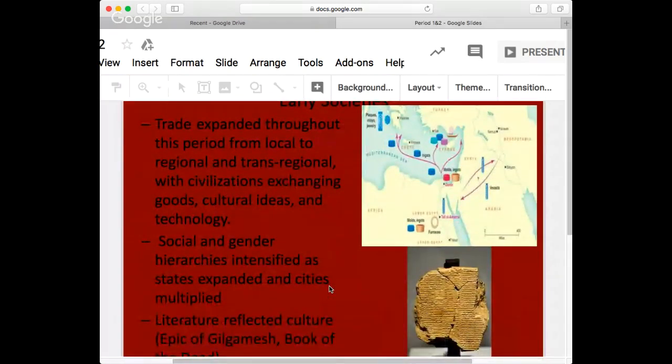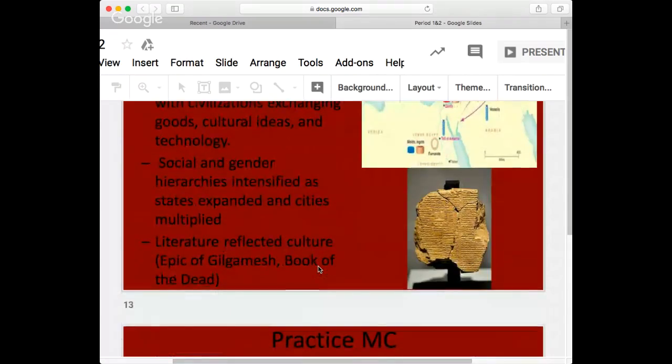Trade is also happening in period 1. They're trading mainly through water, but also over land a little bit as well. Hierarchies intensify, and you have your first books, like the Epic of Gilgamesh here, which is the first book ever written, which came out of Sumer in Mesopotamia. Egypt also had the Book of the Dead.